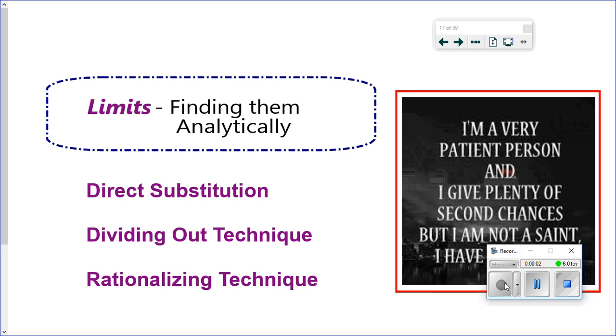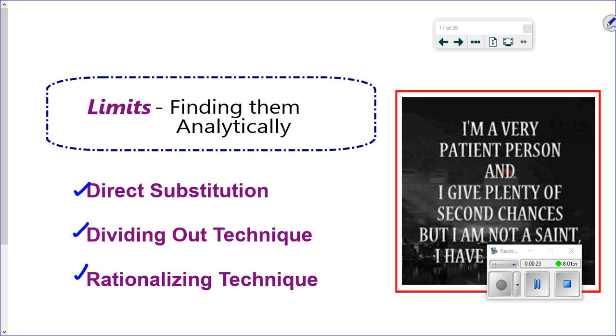Hi, this is lesson 2 for the AP Calc summer assignment. We're going to talk today about 3 different ways of evaluating limits. So the first way is direct substitution, the second way is the dividing out technique or factoring technique, and the third way is the rationalizing technique.